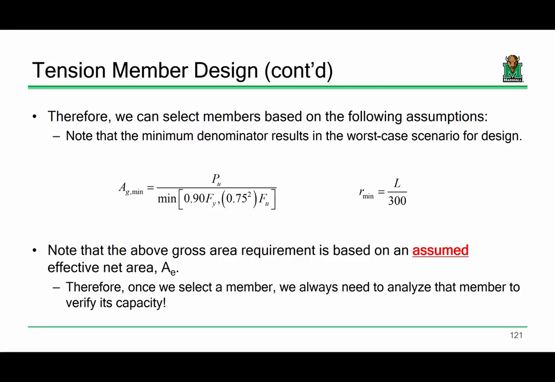What I don't want to see on a design problem is you plug and chug into this expression and you find a W10 by 49, and you're like, I'm done. No, you're not done. You have no idea whether or not that section is valid, so you need to analyze that section. That's point 1.